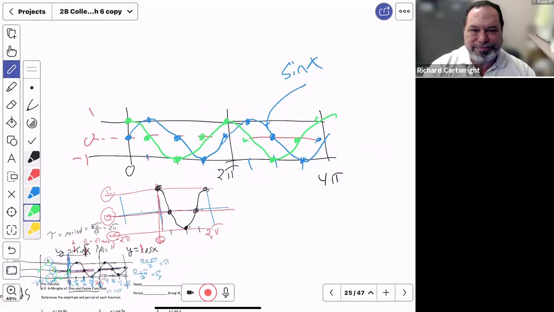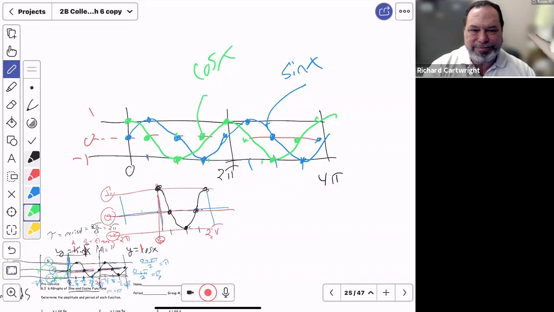Notice that those two curves look the same, except for one small difference. Here's my cosine. If I take the green curve and I shift it to the right, it'll line up with the blue curve. Or if I take the blue curve and shift it left, it lines up with the green curve. Somebody thumbs up if they see that. Oh, good, I got one thumbs up.